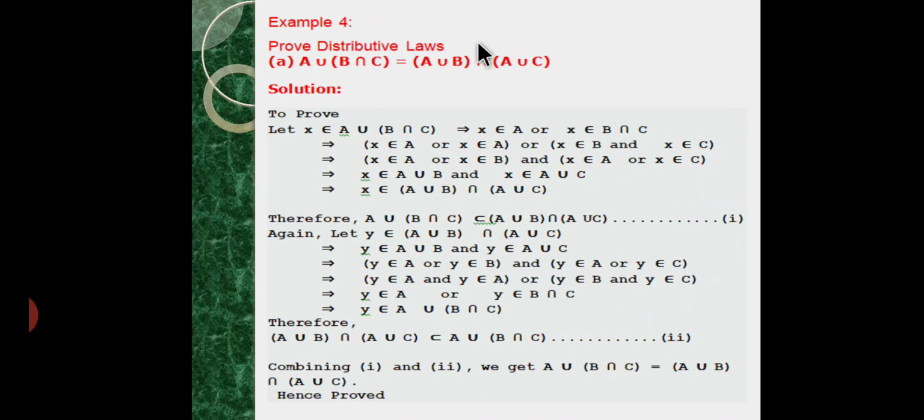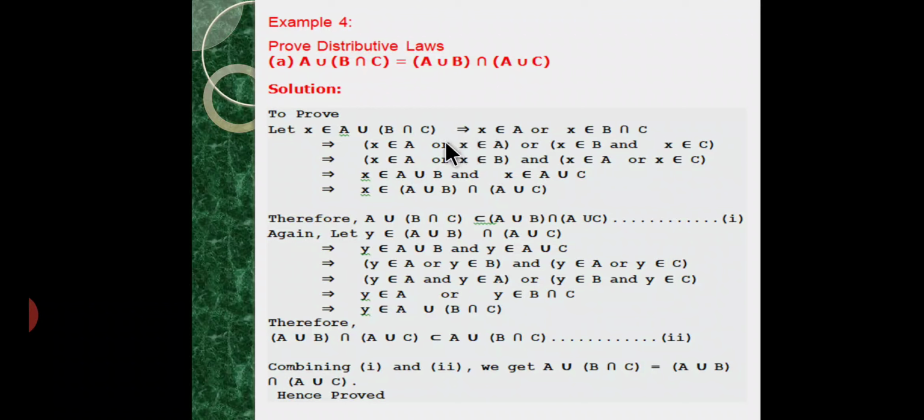So, proof of distributive law. What is the distributive law? A union (B intersection C) is equal to (A union B) intersection (A union C). To prove, let x belong to A union (B intersection C). So x belongs to A or x belongs to B intersection C. Expanding B intersection C, x belongs to B and x belongs to C.